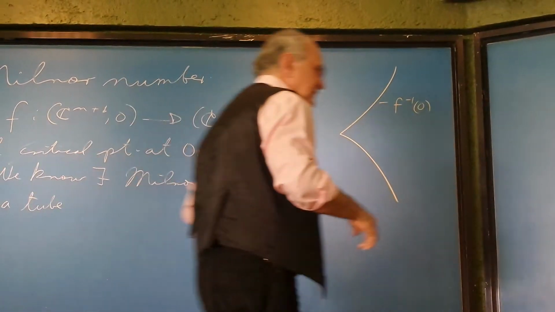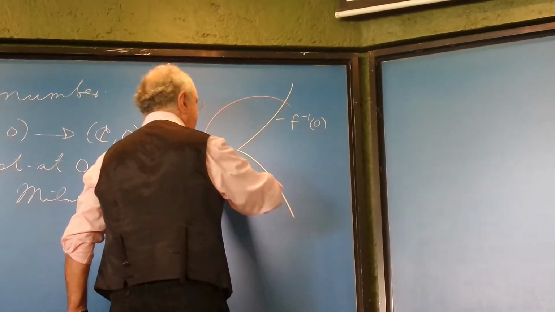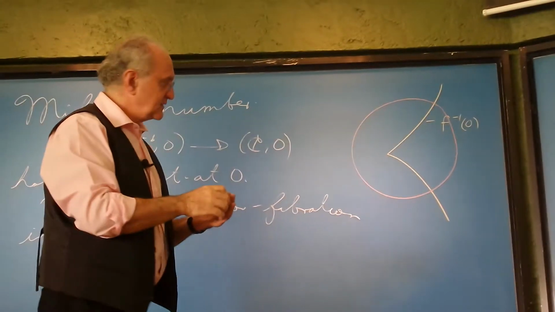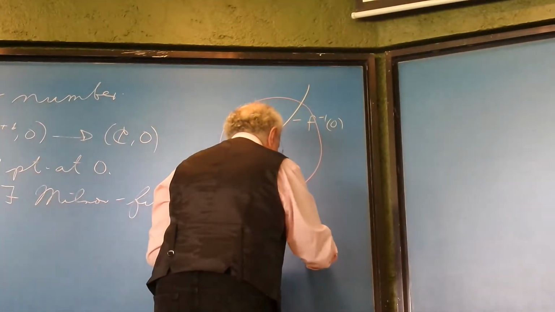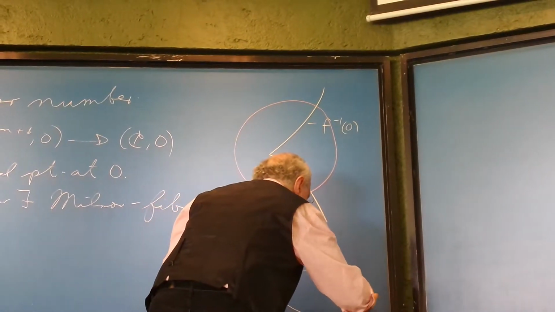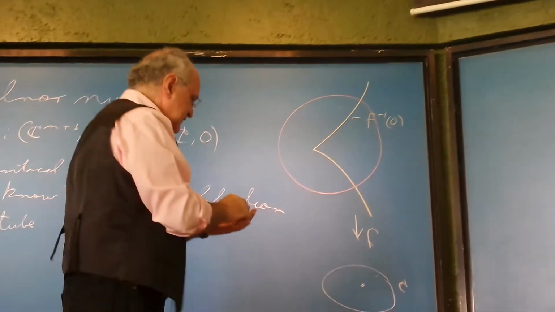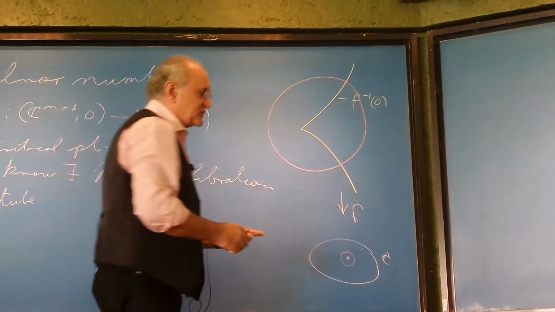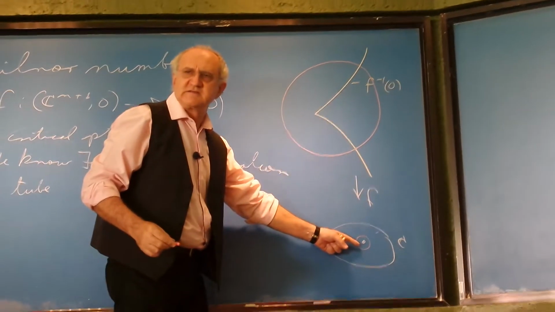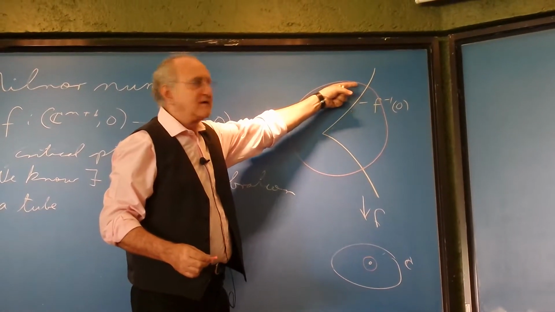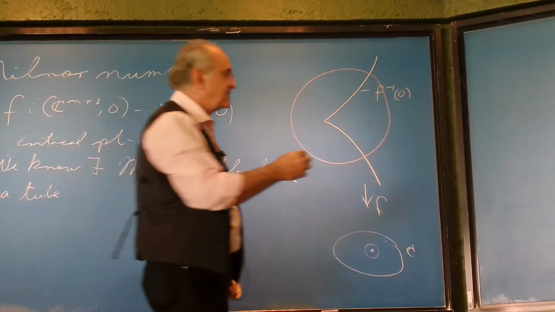We take a small sphere around it. So inside we have a conical structure. We have f going to C, we have the origin, and then we take a sufficiently small disk around the origin, so that for each point within this disk, the corresponding fiber intersects this sphere transversally. Okay?